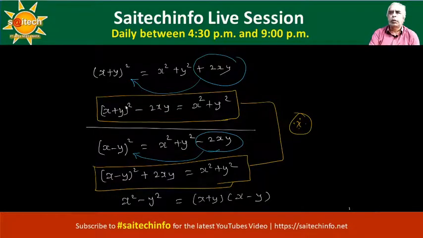One is (x plus y) whole squared minus 2xy, that is equal to x squared plus y squared. The other one is you can take (x minus y) whole squared, which is expanded as x squared plus y squared minus 2xy. Now this minus 2xy can be brought to the LHS so that it becomes (x minus y) whole squared plus 2xy, that is equal to x squared plus y squared. Now look at this x squared plus y squared, for which we have two formulae. One is (x plus y) whole squared minus 2xy. Another one is (x minus y) whole squared plus 2xy.